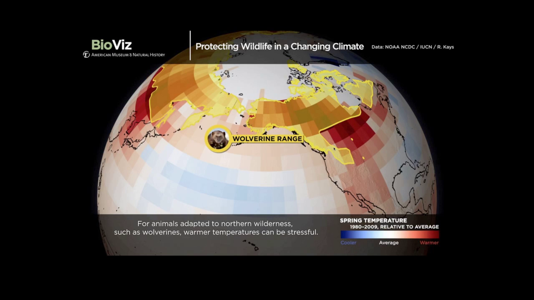The data that you're looking at here is a representation of the range of the wolverine, which, you can see, circles the Arctic, essentially. It is a cold adapted species. And you can see that little tongue of yellow that extends into the Rocky Mountains for where the species exists, that's its southernmost distribution, and it's found in the high mountains of the lower 48.